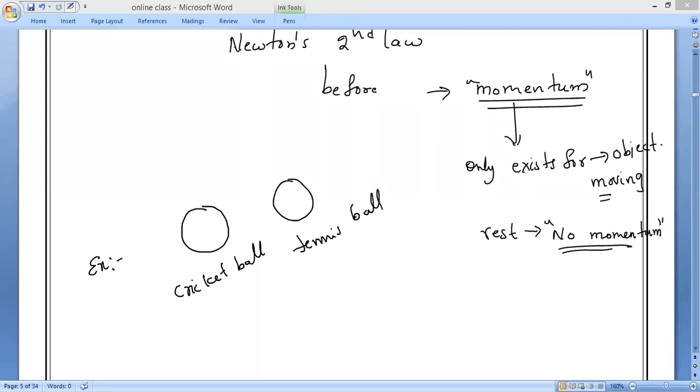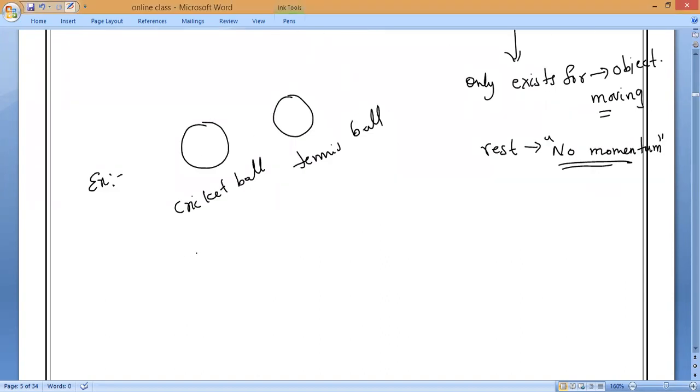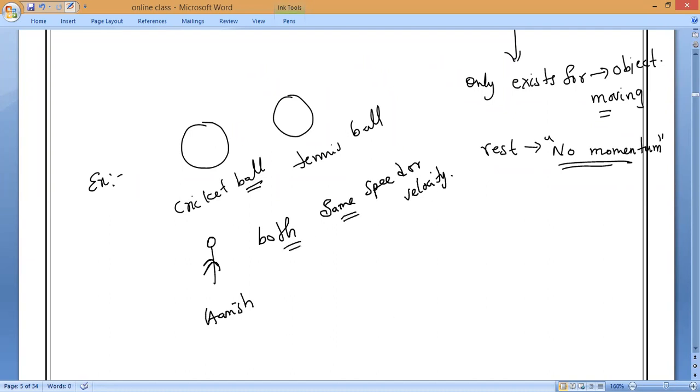Now suppose we throw a cricket ball and a tennis ball, both with the same speed or velocity. For example, I have given this cricket ball to Harish. Harish throws the cricket ball one time and the tennis ball another time, both with the same speed or velocity.